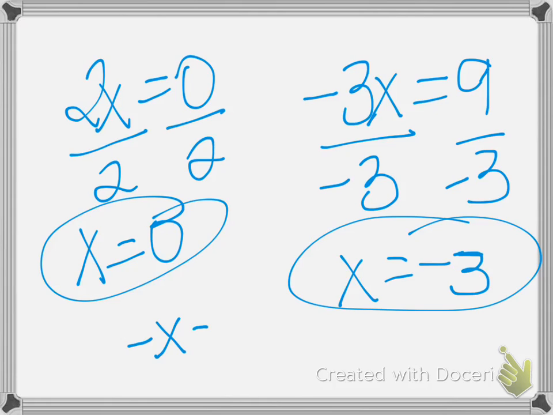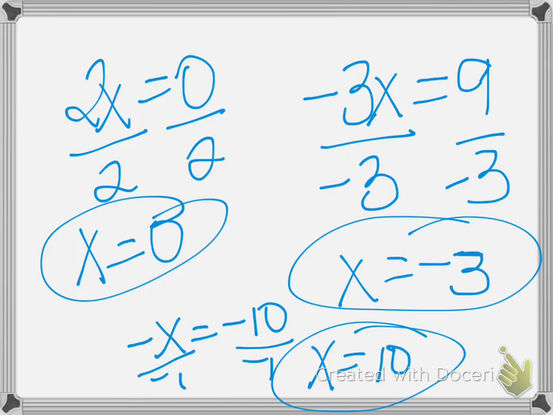Lastly, if you just have something like this, negative x equals negative 10, the idea here would just be to divide by a negative 1. So basically all that happens is both the signs get flipped. So just a couple tips along the way.